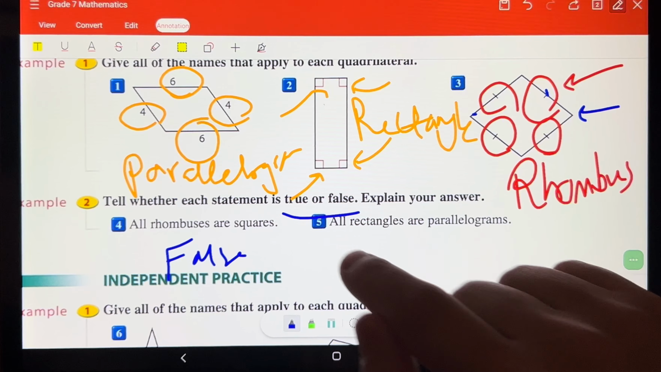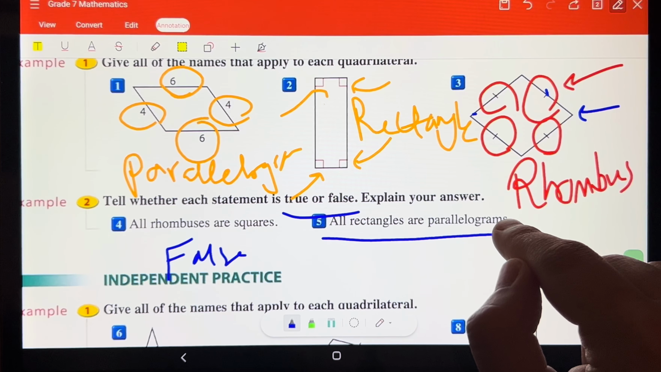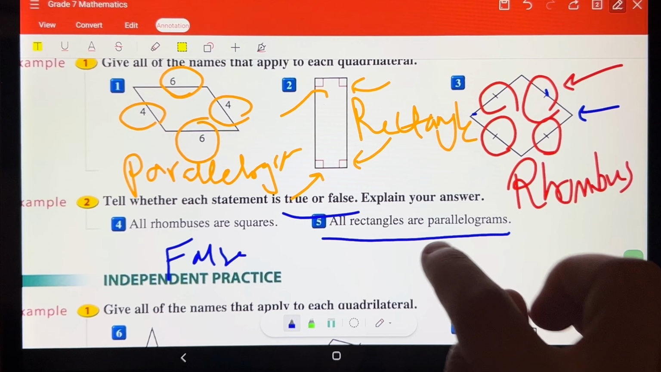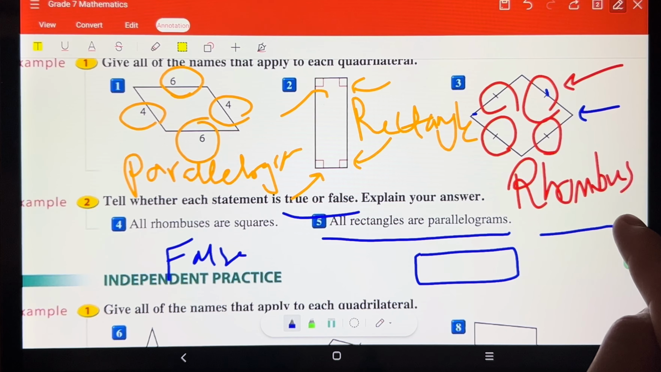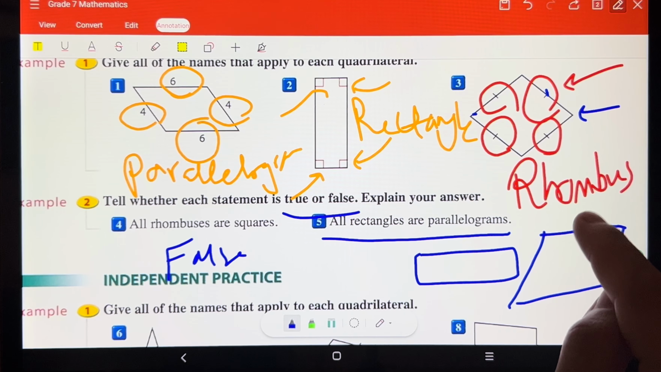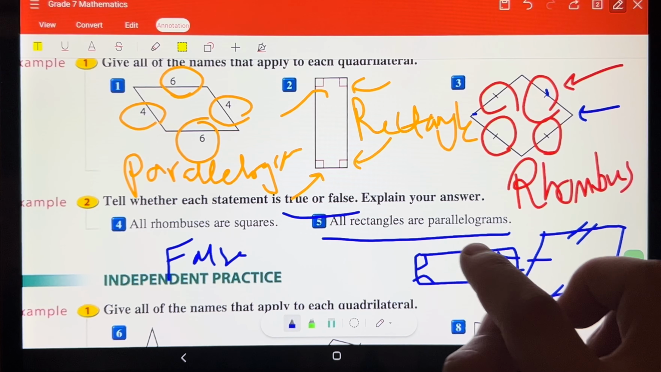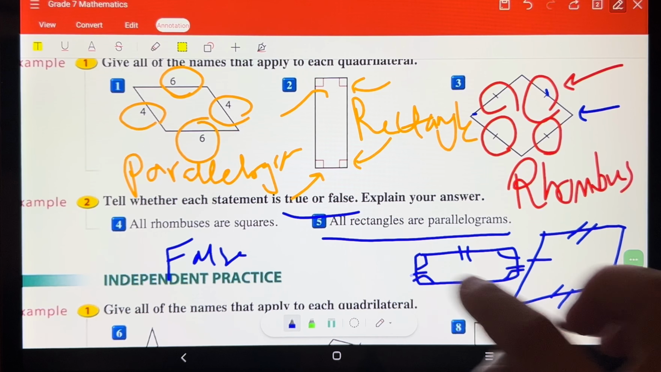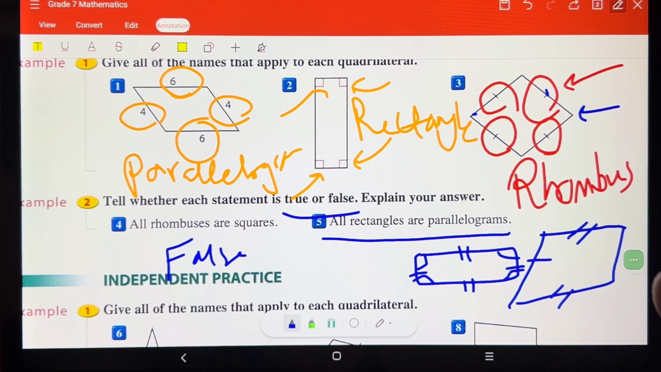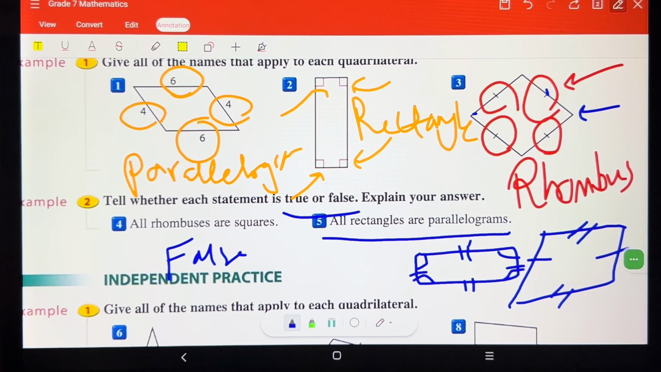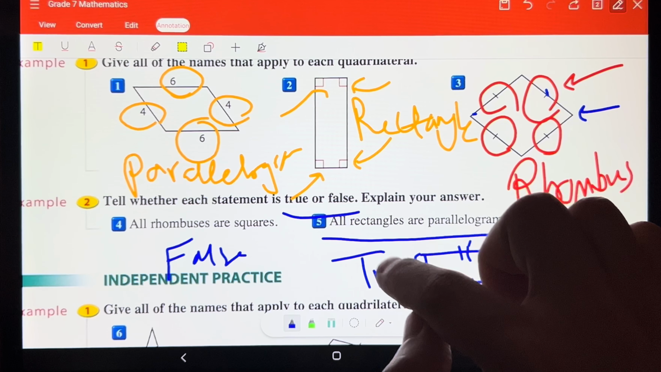Second question, which is question 5, all rectangles are parallelograms. That's true. So, in a rectangle, I can say that the angles are 90, yes. What about the opposite pairs? Aren't they parallel to each other? Yes. So I've got 2 parallel sides, so 2 pairs that are parallel to each other, the ones here and the ones for the sides. Okay, dears? This is how we answer these types of questions. So it's true.